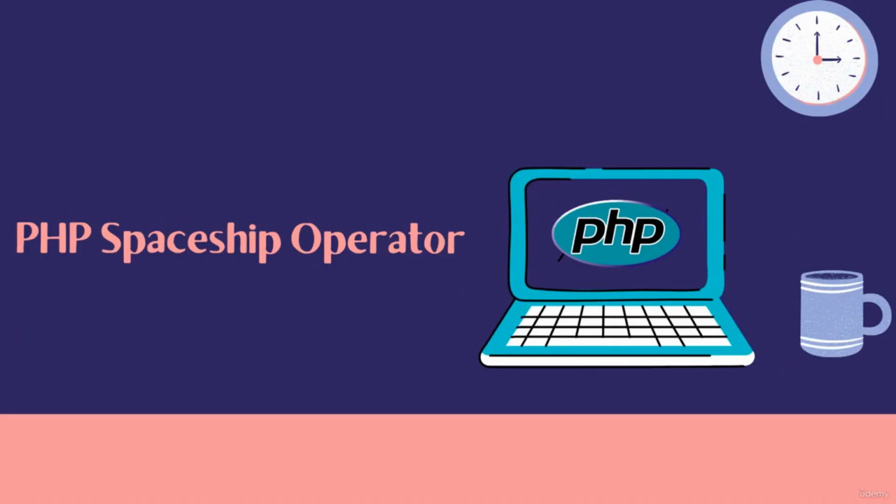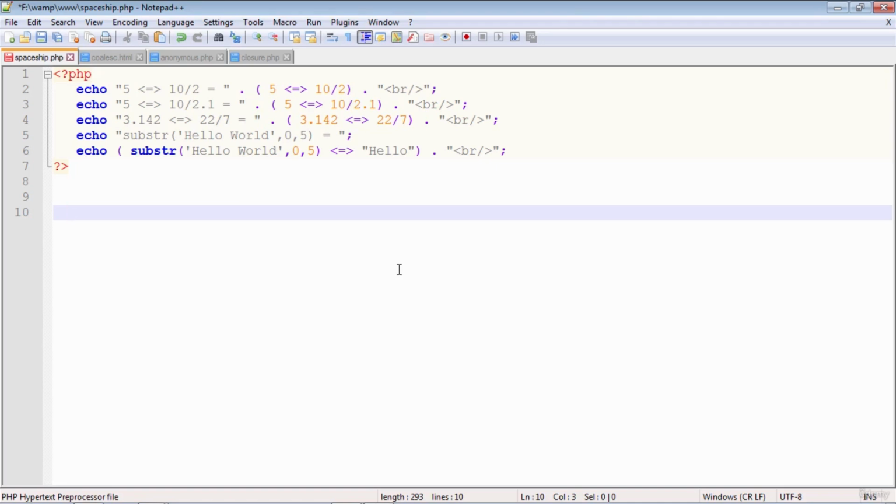In this video, we will come to know about the spaceship operator, one of the new features of PHP 7. So let me explain the use of the spaceship operator. This one is the new operator that is introduced in PHP 7. You can think of this spaceship operator as a two-way comparison operator. And the symbol of this operator is less than, equal to, and greater than.